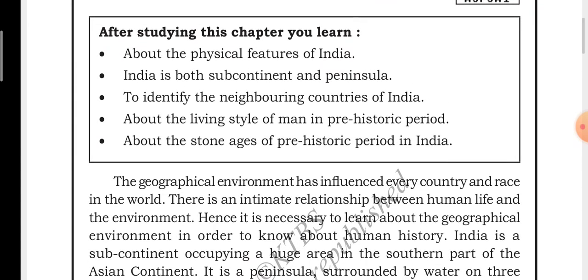So in this chapter we are going to learn about the physical features of India, and even we are going to learn that India is both a subcontinent as well as a peninsula. We are able to identify the neighboring countries of India. After studying this lesson, you will be able to identify the neighboring countries of India, about the living style of man in prehistoric period, about the stone ages of prehistoric period in India.